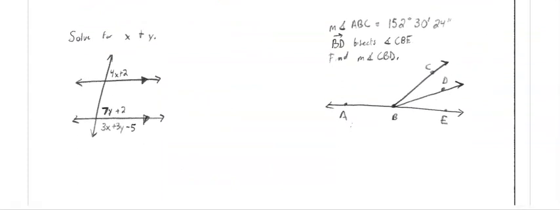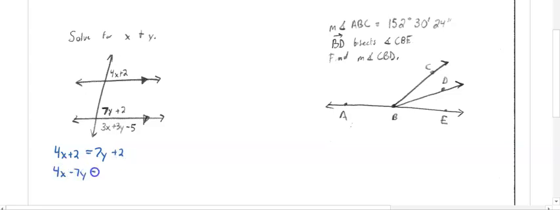Solve for x and y. So if we look at this using our angles, we know that these two angles are going to be congruent because they are corresponding angles. So 4x plus 2 equals 7y plus 2. We can move the 2 and the 7y over, so 4x minus 7y is equal to 0.